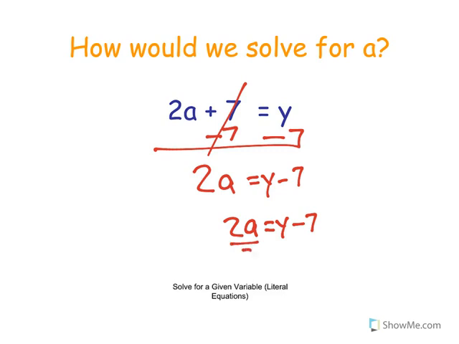Let's divide both sides by 2. So 2a divided by 2 is a, and y minus 7 divided by 2, I'm just going to leave as y minus 7 divided by 2. So really when we write this, we're going to write it like that. So a is equal to y minus 7, the quantity divided by 2.